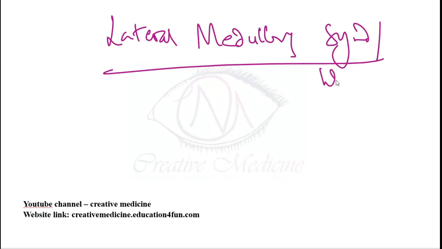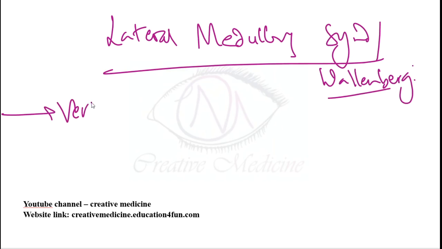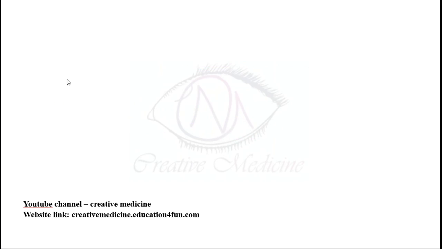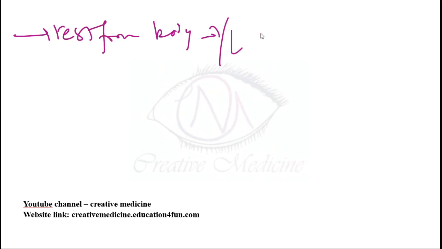Lateral medullary syndrome is also called Wallenberg syndrome. In lateral medullary syndrome, the vessel involved is the vertebral artery, followed by the posterior inferior cerebellar artery. There is involvement of different structures. If the restiform body is involved, it will cause ipsilateral ataxia.